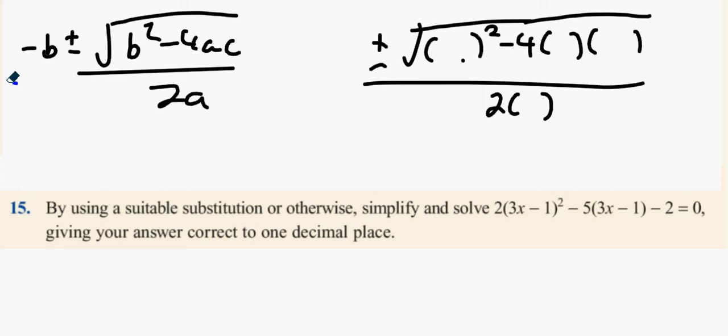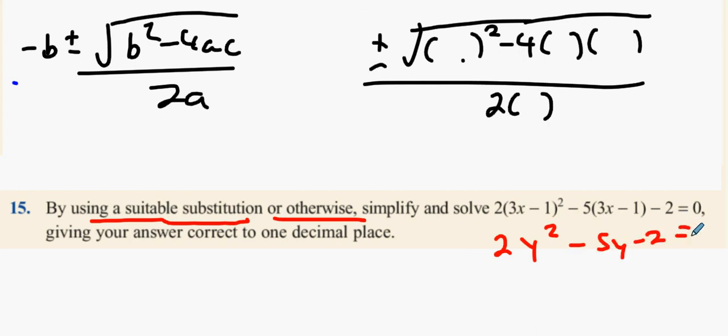Yes? Multiply it out and do it that way. You can in a test, but you can't here because it tells you what it wants. Oh, it says or otherwise. You could multiply it out if you want. Takes longer though. So I wouldn't do that. Here's what I do instead. I do 2y squared minus 5y minus 2 equals 0.